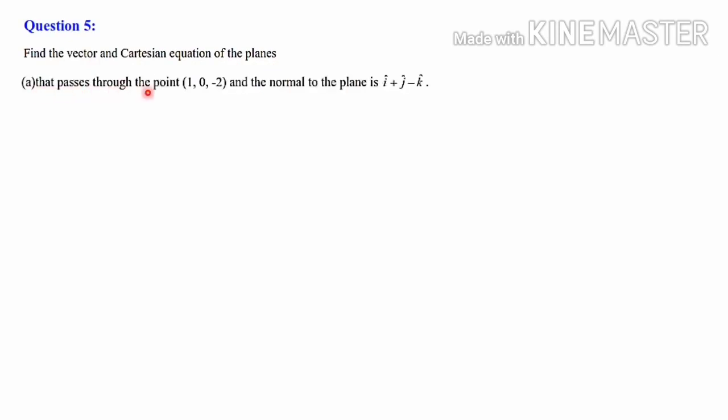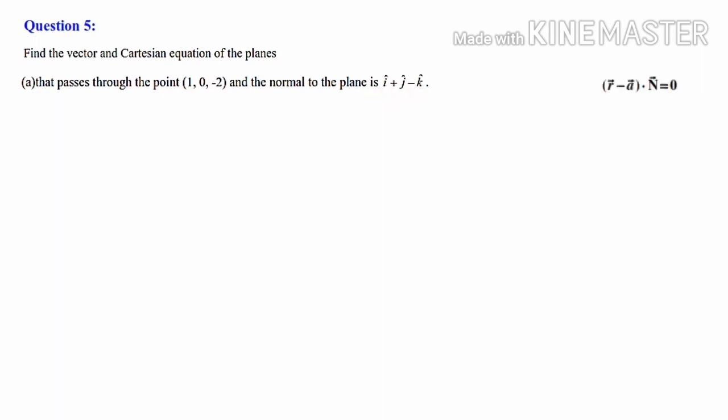Next we shall discuss question number 5. Question is, find the vector and Cartesian equation of the planes. First question, that passes through the point 1, 0, minus 2 and the normal to the plane is i cap plus j cap minus k cap. First of all, you have to go through the question and you have to identify in which form the question is asked. Here a passing through point is given and a normal vector is also given. A passing through point and a normal vector is given to you means it is point normal form.